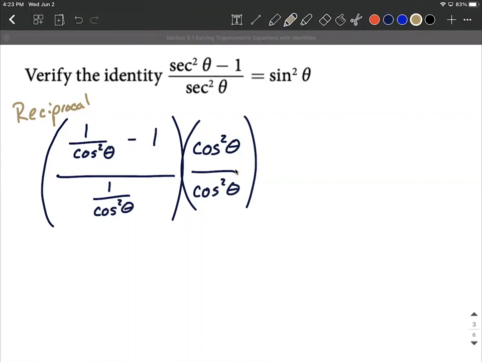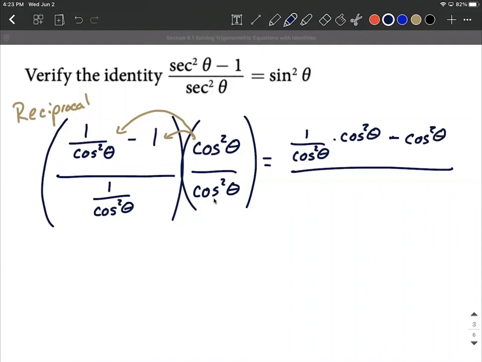Okay, the next thing I'm going to do is distribute this cosine squared to each one of these terms in our numerator. So I need to multiply this fraction by cosine squared. That's going to give us 1 over cosine squared multiplied by cosine squared. And then we also have cosine squared multiplied by 1, which will be cosine squared. So just a little bit of distributing there. And in the denominator, we have 1 over cosine squared theta multiplied by cosine squared of theta.